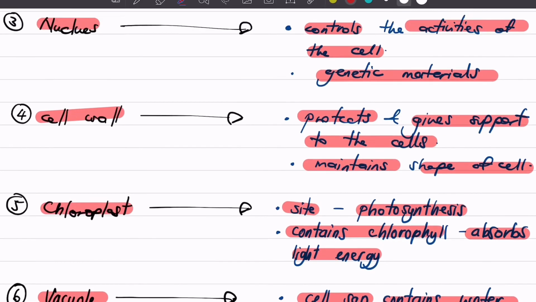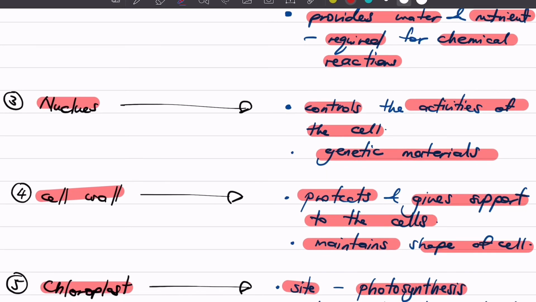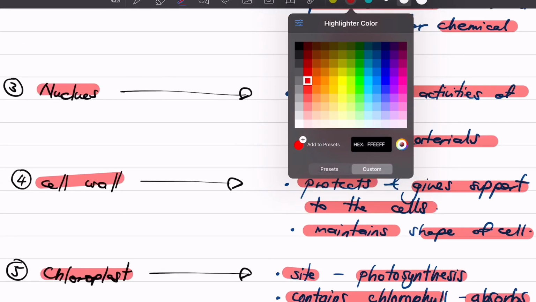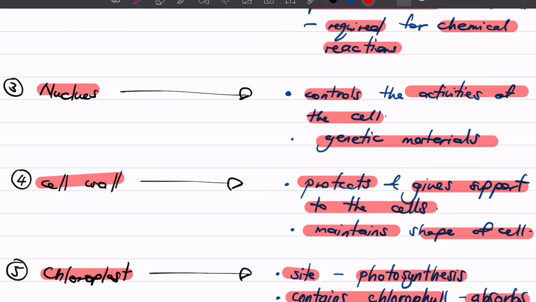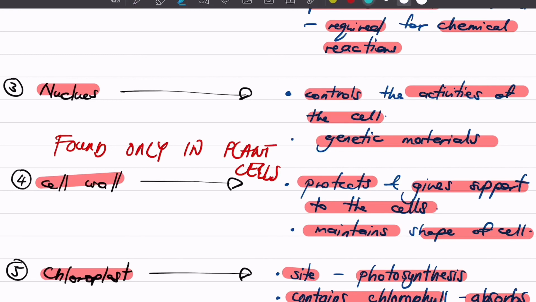So all these three, from number 4 until number 6, are found only in plant cells.